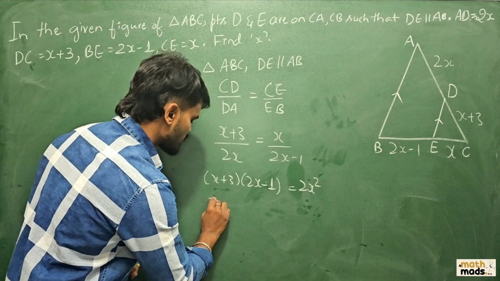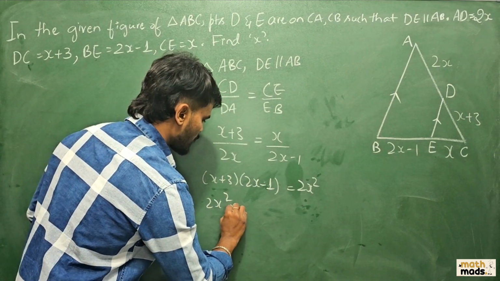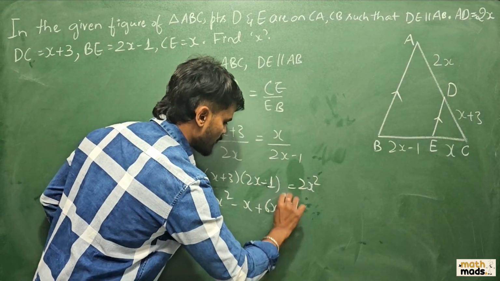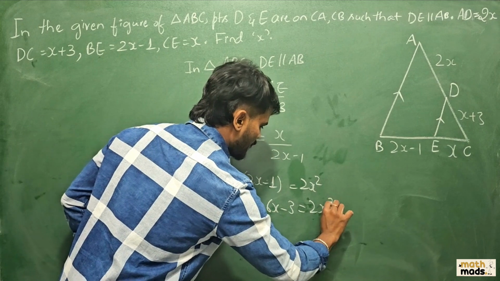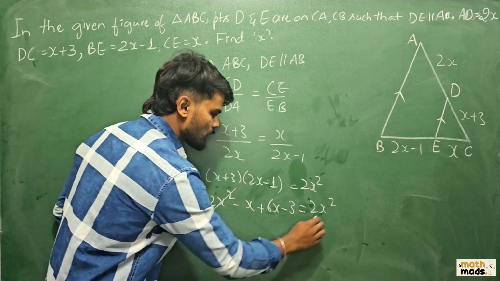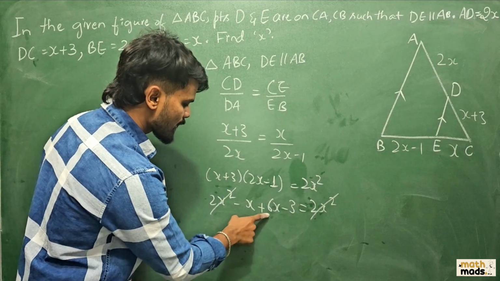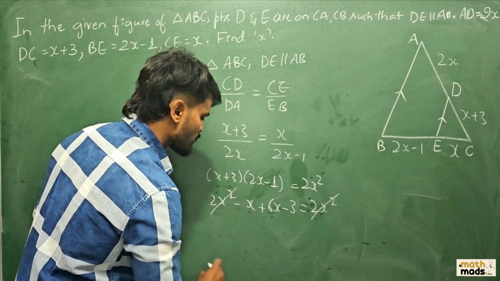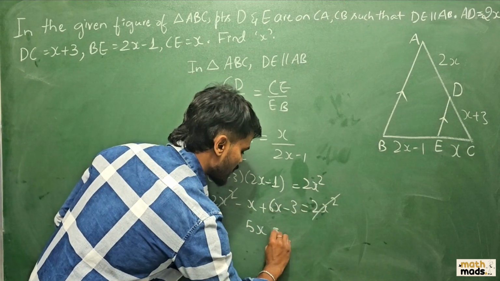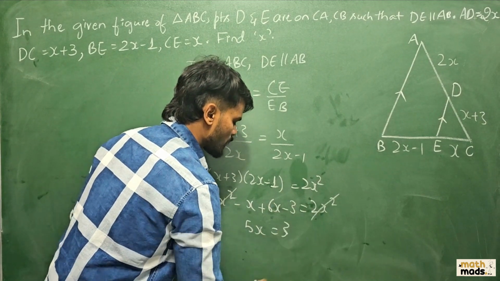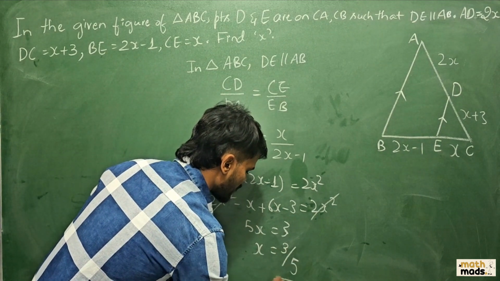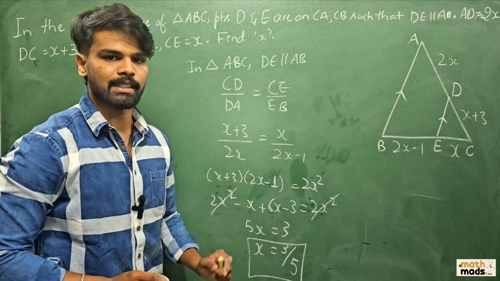So if you multiply this, 2x square minus x plus 6x minus 3 is equal to 2x square. You have 2x square here, you have 2x square here. So I'll just cancel it out. Next, you have 6x and minus x. So this will become 5x. I'll shift 3 to the other side, is equal to 3. So now your x is 3 by 5. So this is the value of x. Simple problem.